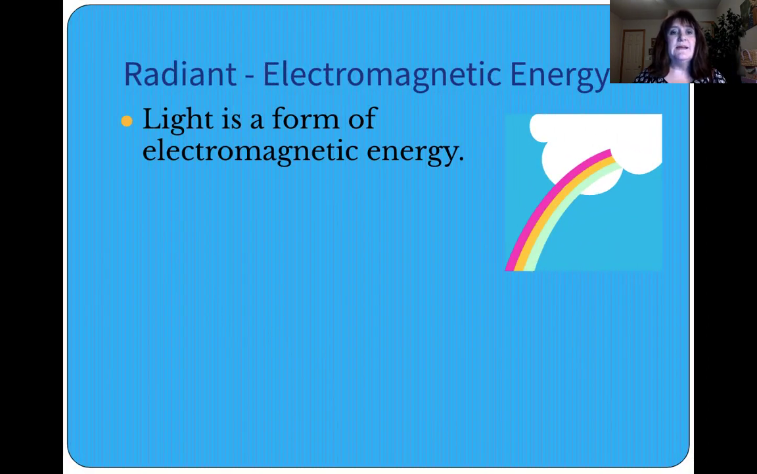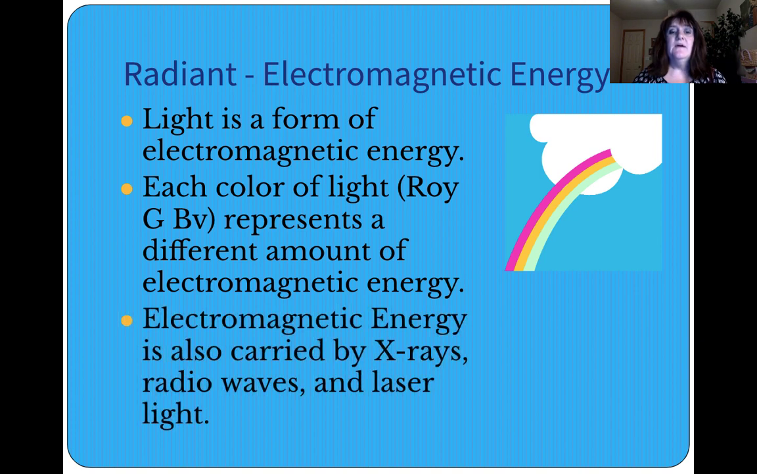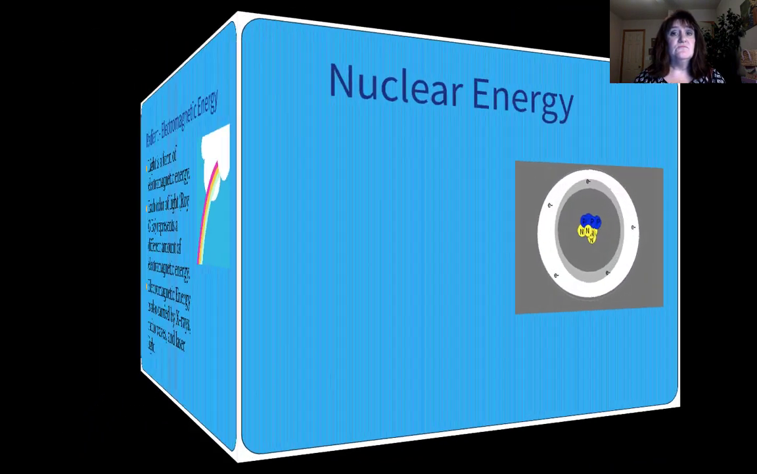Radiant or electromagnetic energy is light in any form. Each color of the rainbow, ROY G. BIV, represents a different amount of electromagnetic or radiant energy. Electromagnetic energy is also carried by X-rays, radio waves, and lasers.